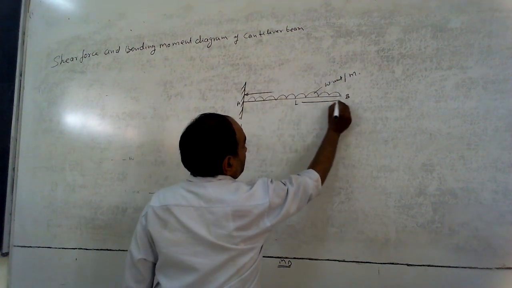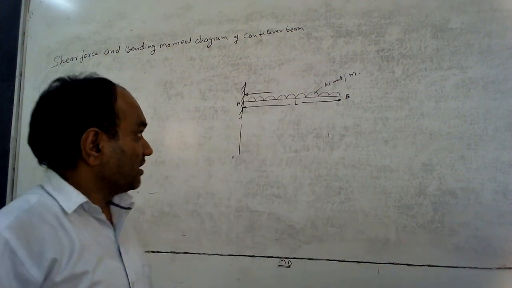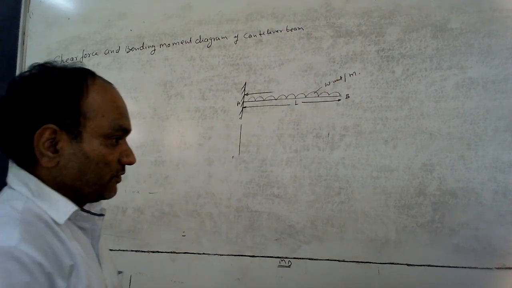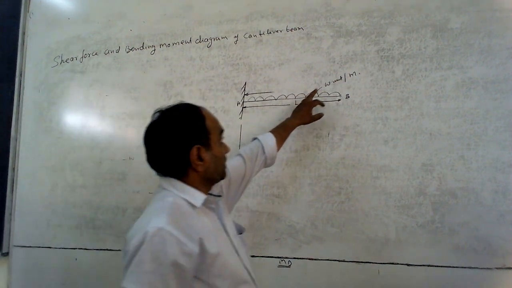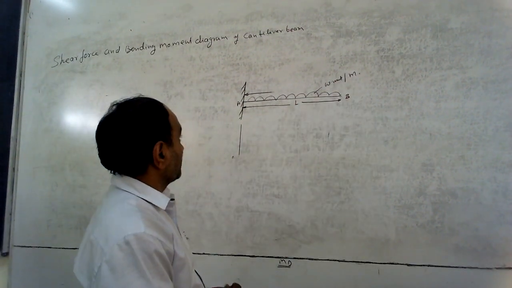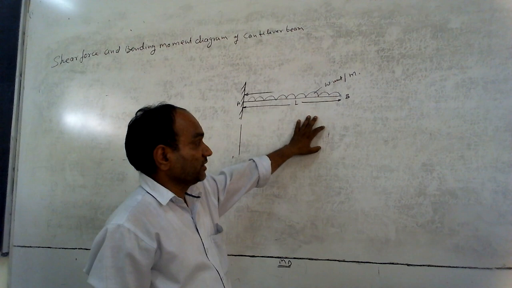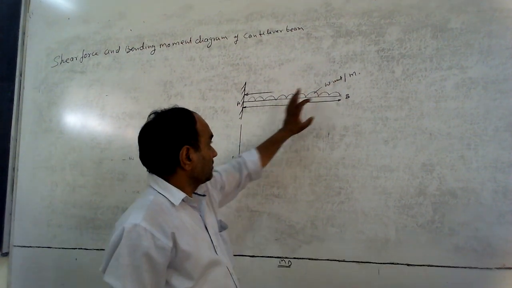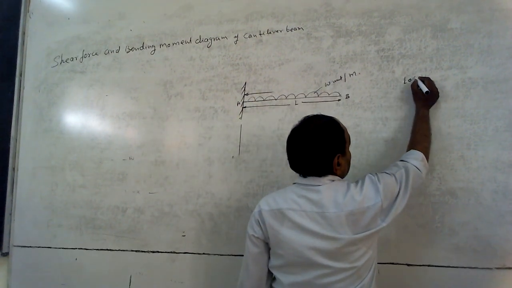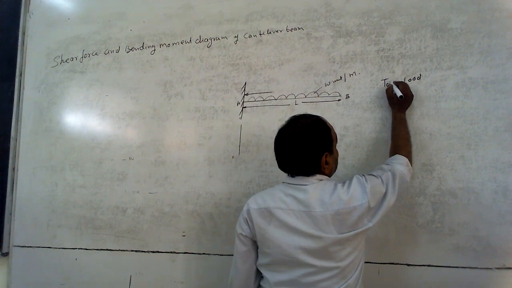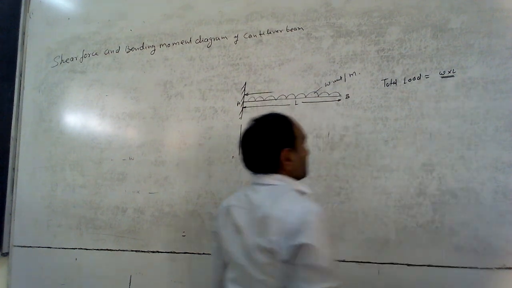Total length of this beam is L. W is the force intensity, that is W per unit length. The force is acting per unit length, that its value is W. The total weight of this beam will be W into length. What will be the total load? Total load equal to W into L, this is the total load.